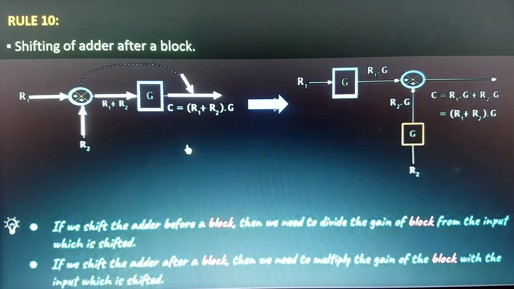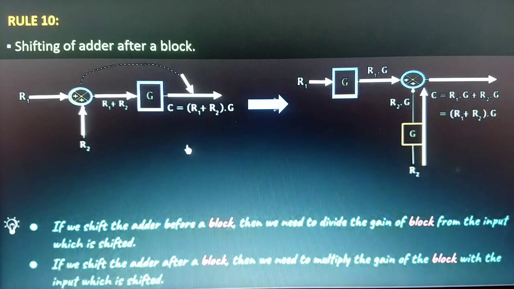Now, if the input is R1, then the output of this block will be R1G, and the second input of this adder is R2 as it was in this case. So the output will be C is equal to R1G plus R2. For this case, the output was C is equal to R1 plus R2 multiplied with G. If you open the bracket, we can see that it is R1G plus R2G.